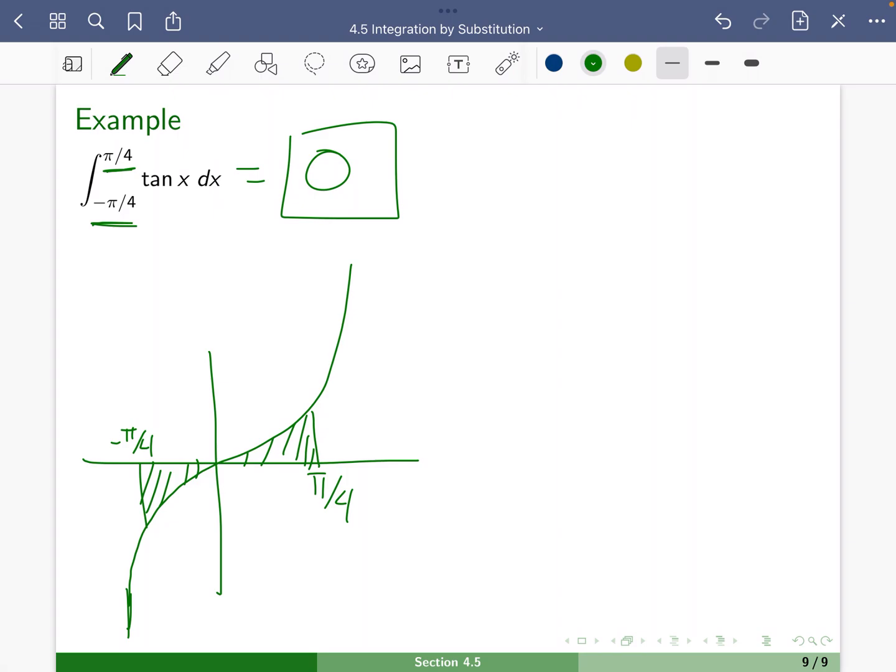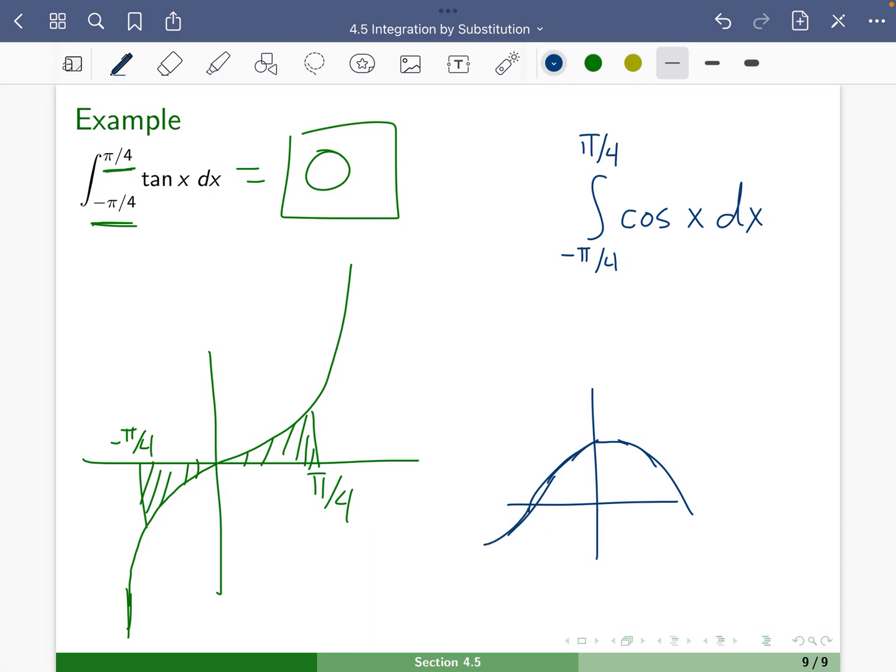Great. And if I wanted to integrate from negative pi over 4 to positive pi over 4, let's say I wanted to integrate cosine x dx. That cosine graph I could observe is symmetric about the y-axis, and so this is going to be equal to 2 times the integral from 0 to pi over 4 of cosine x dx. Let's go ahead and finish that up.